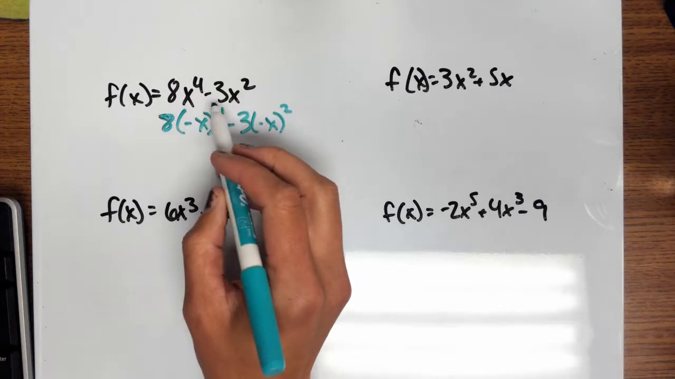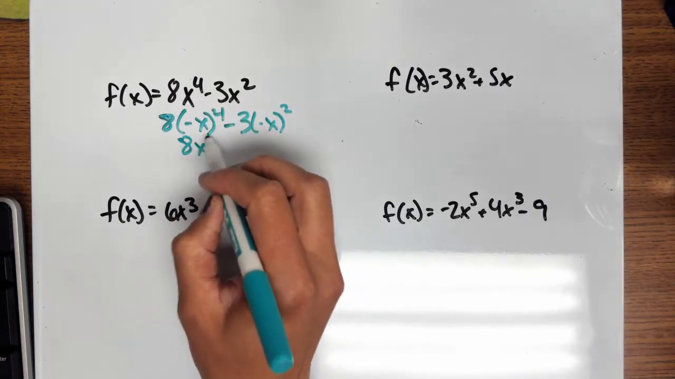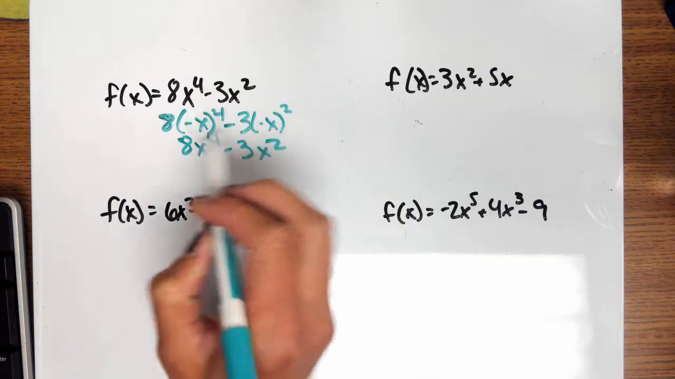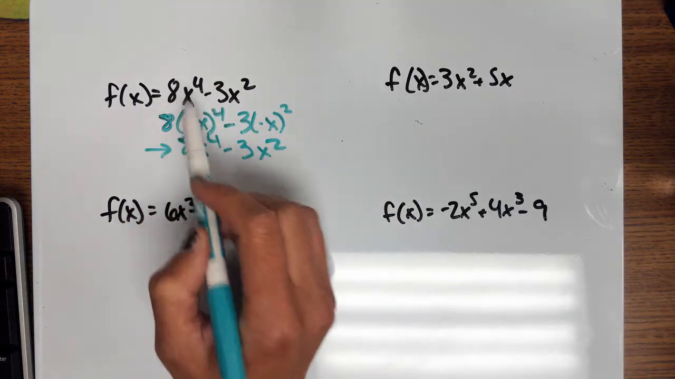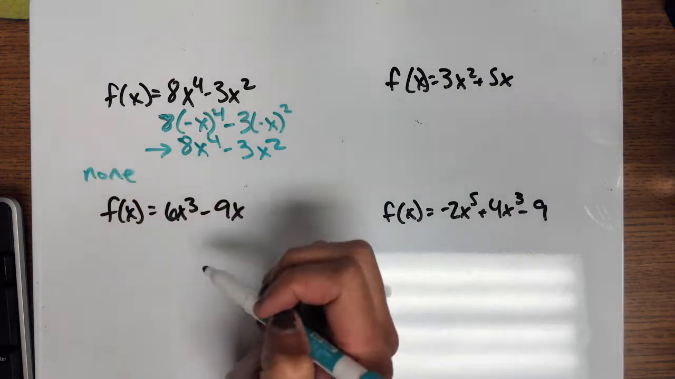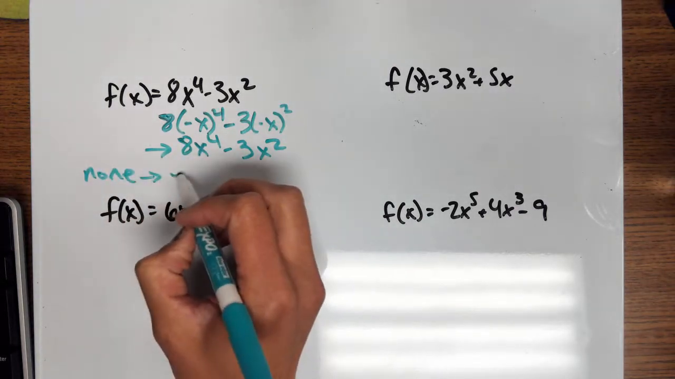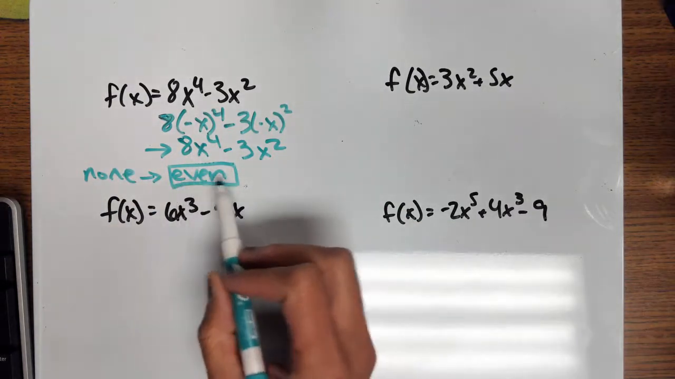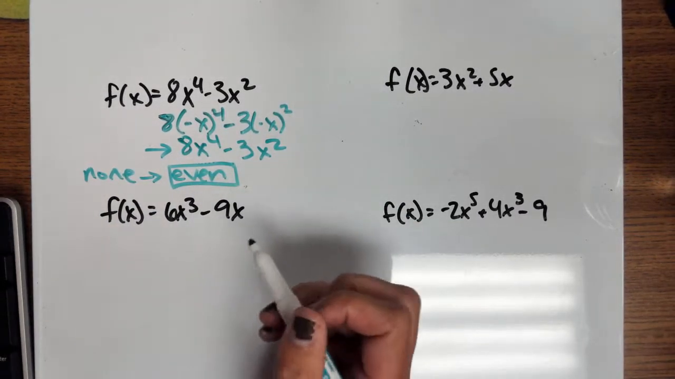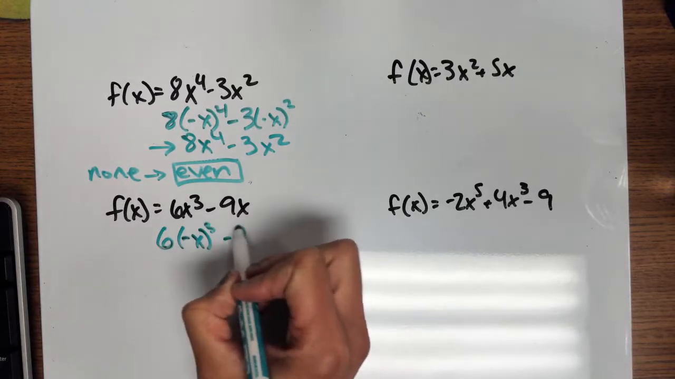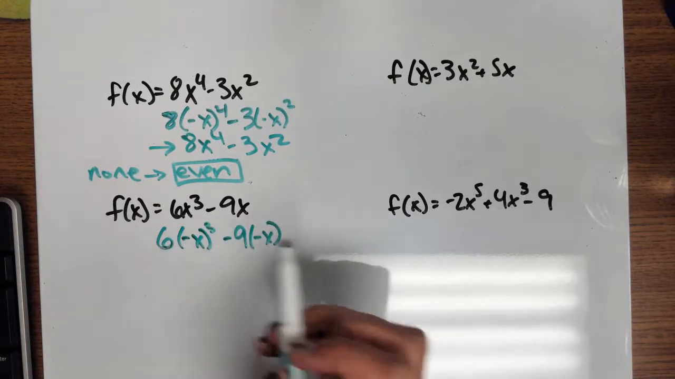So negative x to the fourth is going to make it a positive, so 8x to the fourth. Negative x squared is also going to stay positive. Compare your function to its original. It's the exact same, so none of the signs changed. That tells me that this is an even function, and I remember it because none has 4 letters, even has 4 letters. Now if we do the same thing, you can get to the point where you do these without writing it down, but I'm just showing you what we're doing.